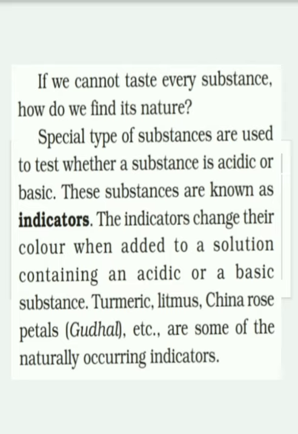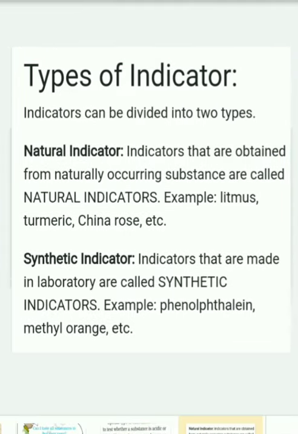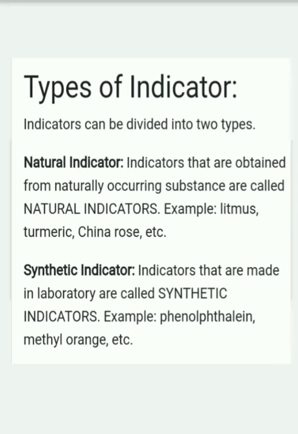Turmeric, litmus, China rose petals, etc. are some of the naturally occurring indicators. There are two types of indicators, natural indicators and synthetic indicators. What is known as a natural indicator? Indicators that are obtained from naturally occurring substances are called natural indicators. Example, litmus, turmeric, China rose, etc. Synthetic indicators are indicators that are made in a laboratory. Example, phenolphthalein, methyl orange, etc.